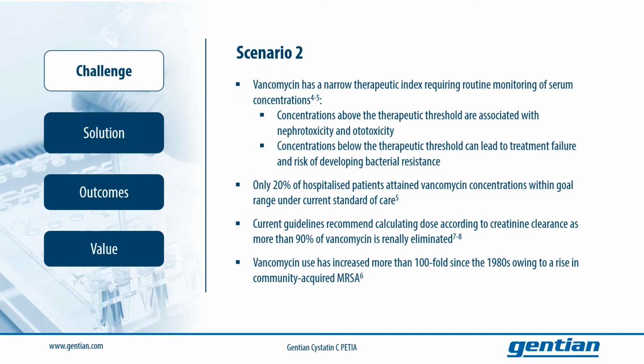Like the dosing of anti-cancer drugs in the previous scenario, the standard approach to adjusting the vancomycin dosage involves an assessment of kidney function based on the Cockcroft-Gault equation. Because more than 90% of this drug is eliminated by the kidneys, an accurate assessment of renal function plays a critical role in ensuring treatment efficacy and safety. The significance of this issue from a public health perspective is also clear when we consider the fact that vancomycin use has increased more than 100-fold over the past 40 years due to the rise in incidence of community-acquired MRSA infections.